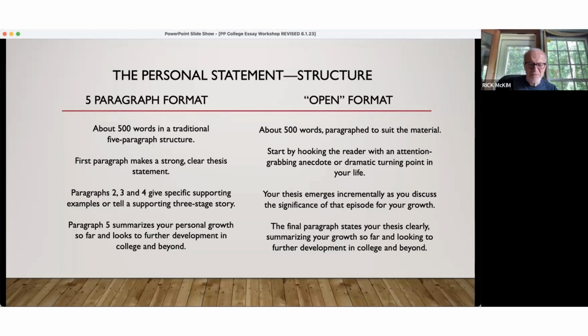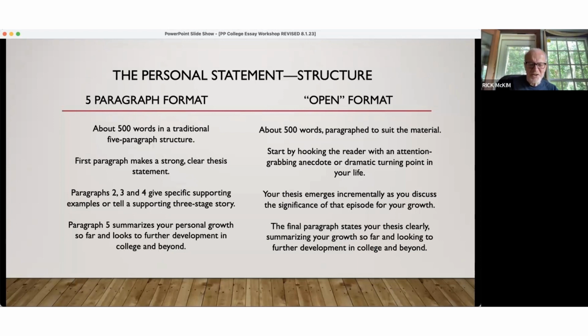The so-called open format is for the more creative type of writer. You start by hooking the reader with an attention-grabbing anecdote or dramatic turning point in your life. So you start with a key incident, your father's death, your brother's injury, whatever it is, as a hook to draw your reader into your story.